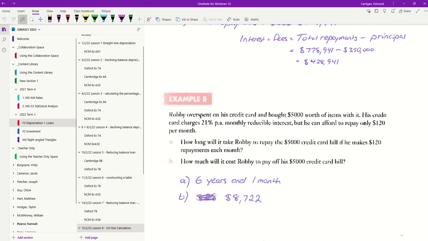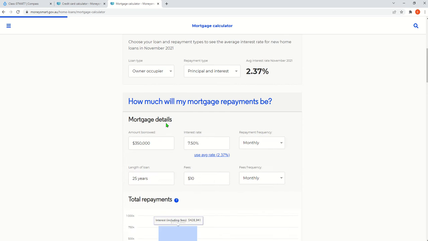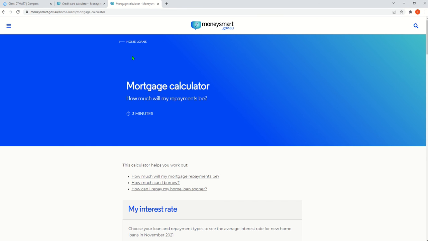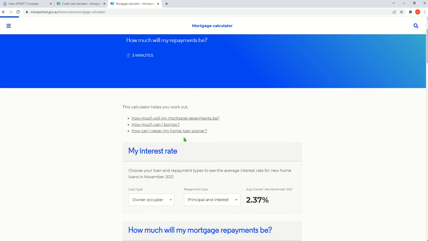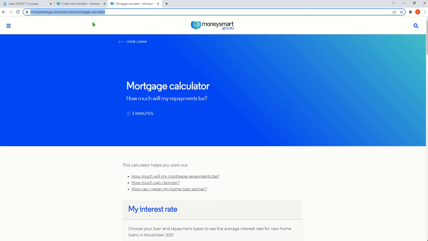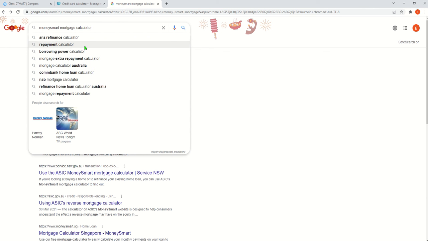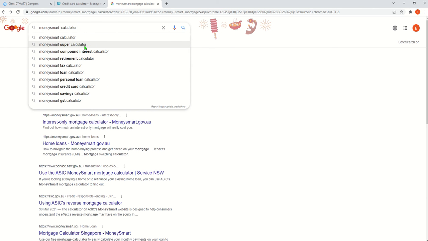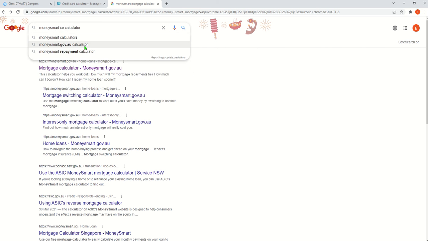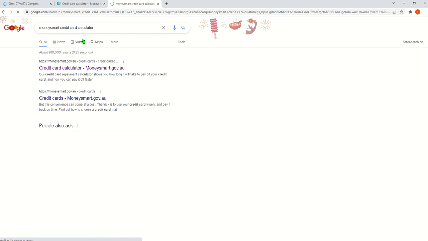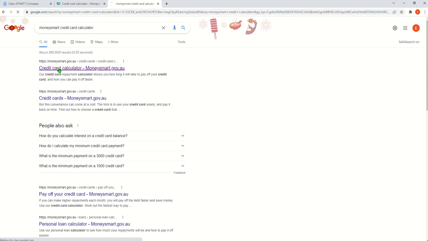So what we're going to do is we need to find a calculator to do this. So again, let's go back to Google. We could muck around on this one and try and find it, or we could go back to Google and go from there, although last time I think I had to find it from here. Let's type in Money Smart and then put in their credit card calculator and see if it will take us directly to one. Credit card calculator. So I'm going to click on that as a choice. Credit card calculator, Money Smart.